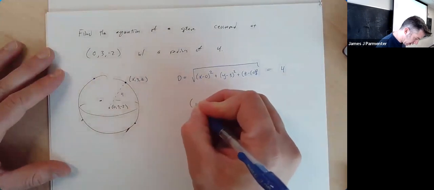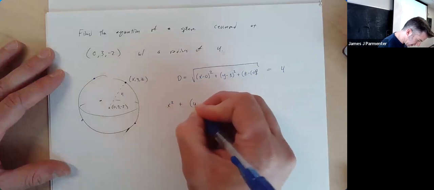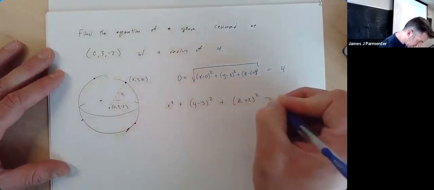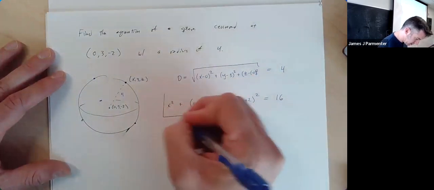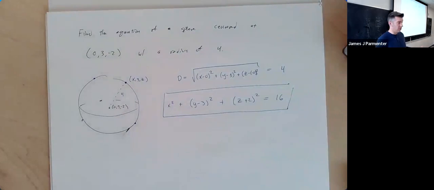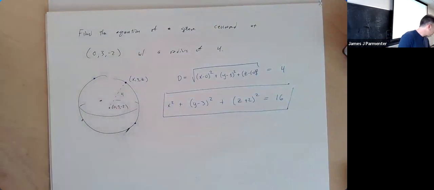I get x squared plus y minus 3 squared plus z plus 2 squared equal to 4 squared. And that's where the equation of the sphere really comes from. It's just you're taking the distance formula and saying, oh, well, the distance between my center and any point on the sphere has to be this. That's what the equation is.